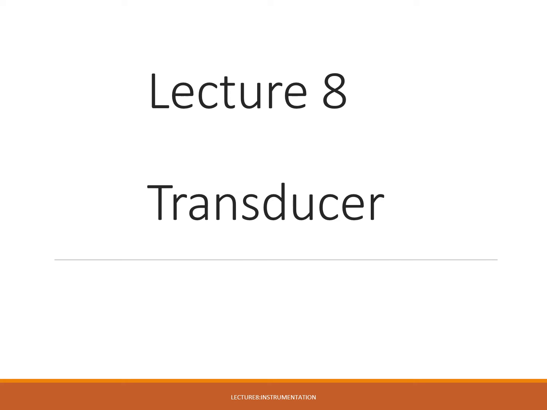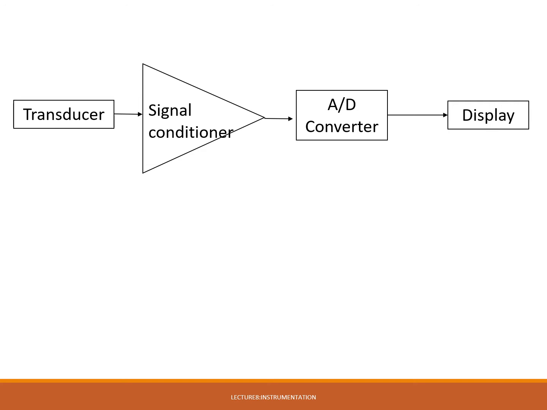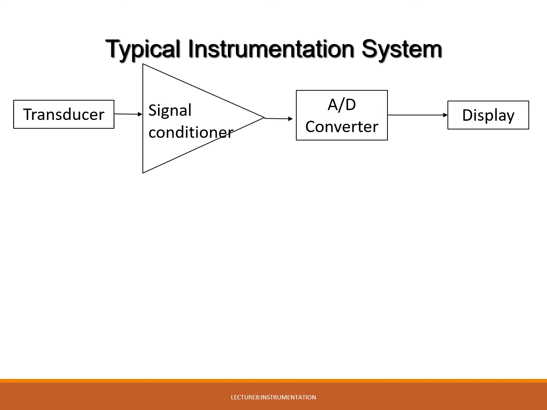Hi everyone, our topic today is on transducer. Transducer is the first component in any typical instrumentation system. After transducer, it is followed by signal conditioner. Then we have analog digital converter, and then we have a display. So every component has their own function.